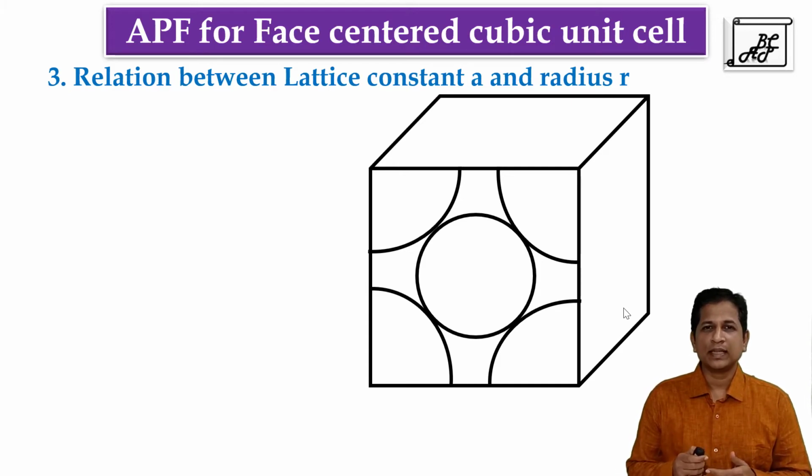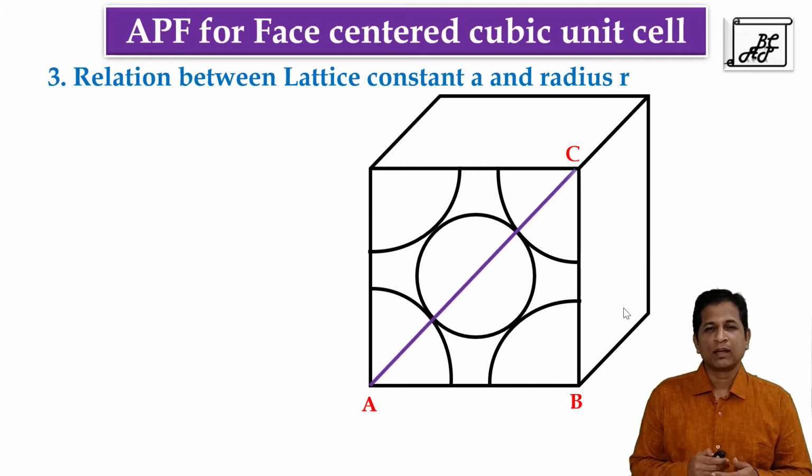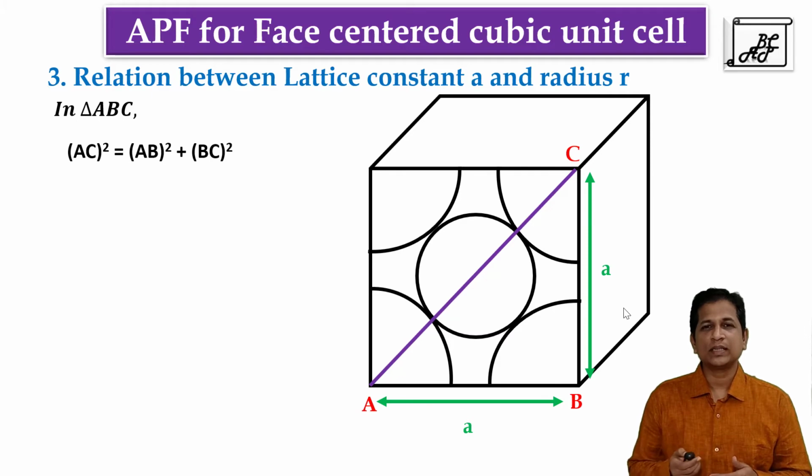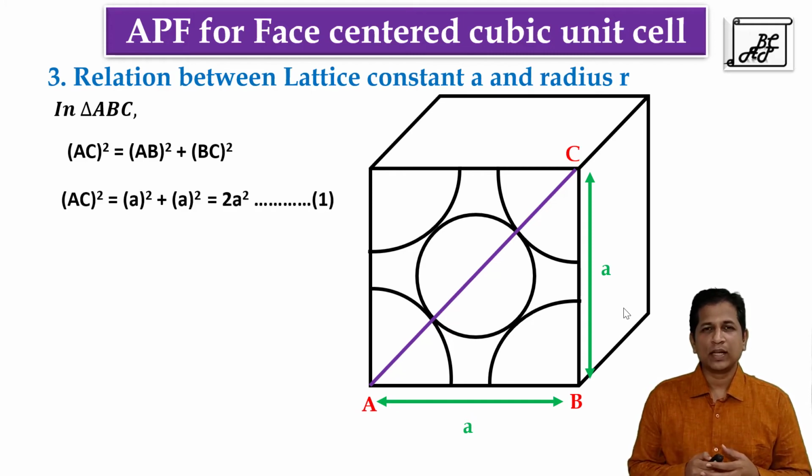We have to consider 3 atoms, A, B and C. To find out a relation between lattice constant and nearest neighbor distance, we have to find out the distance AC. For this, in a right angle triangle ABC, we will apply Pythagoras theorem. According to this, AC square is equal to AB square plus BC square. AB and BC both are the length of edge of a cube denoted by a. Thus, AC square is calculated as 2a square.